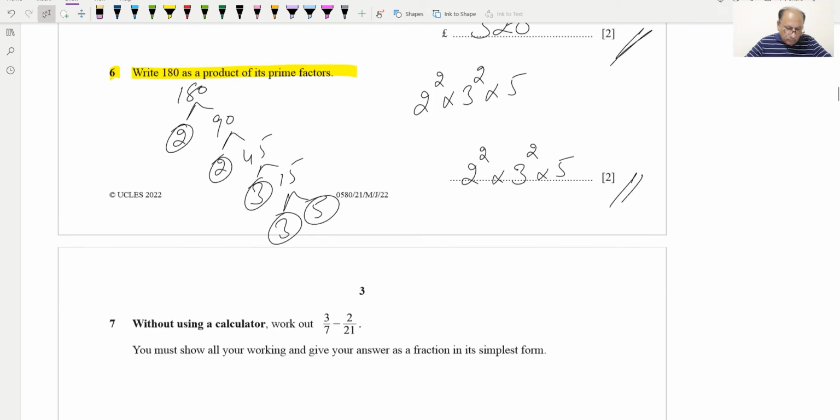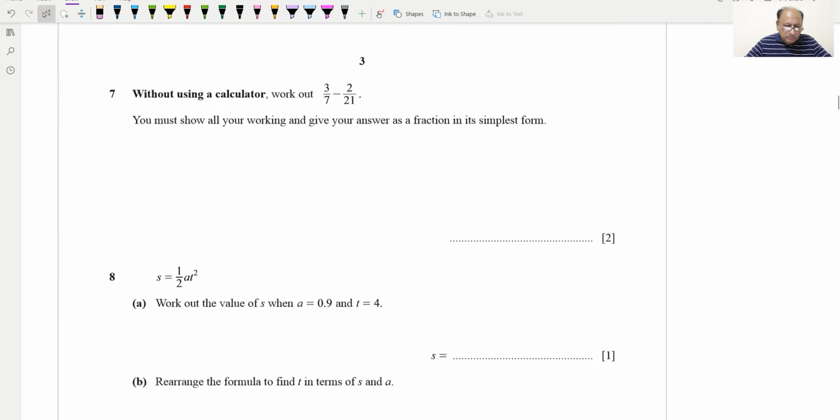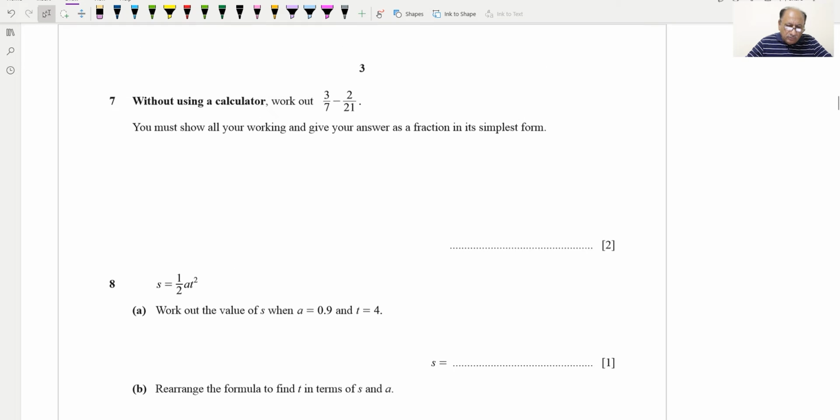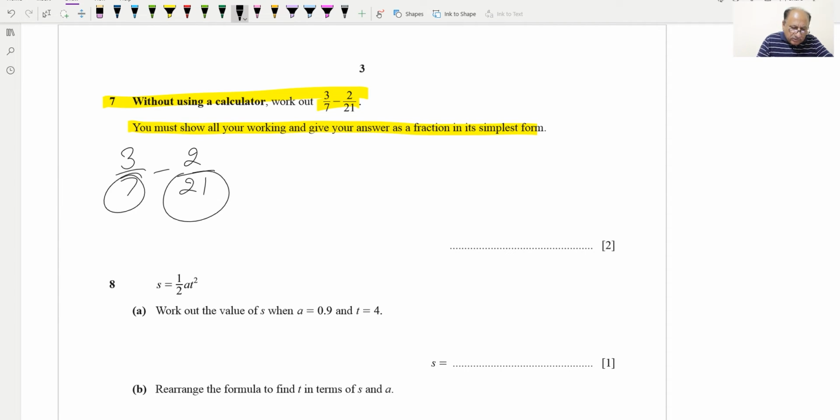This is done. Now next is question number 7, which says without using a calculator, work out this fraction. You must show all your working and give your answer as a fraction in its simplest form. So 3 by 7, I'm just copying the question, minus 2 over 21. By equalizing the denominators, we can solve it easily. So we multiply the numerator by 3 and the denominator by 3. This will be equal to 9 over 21 minus 2 over 21.